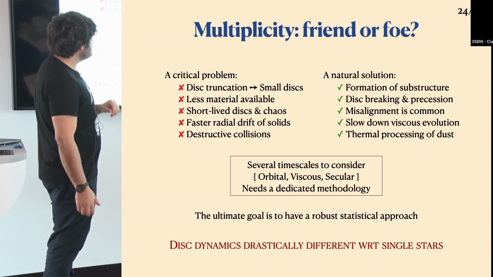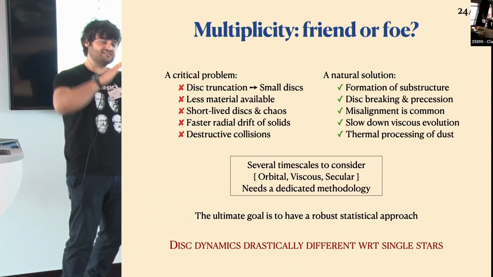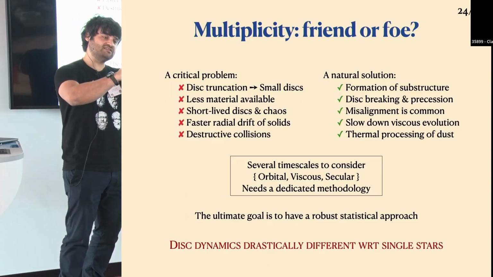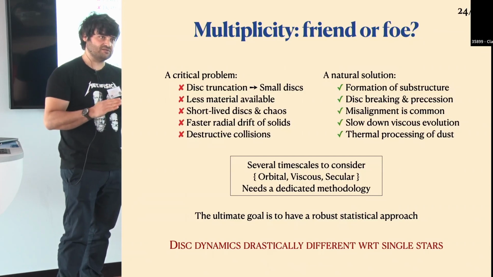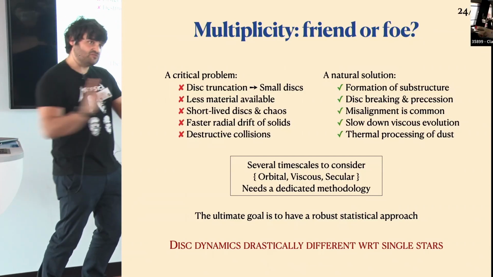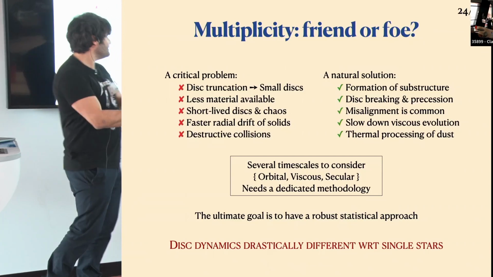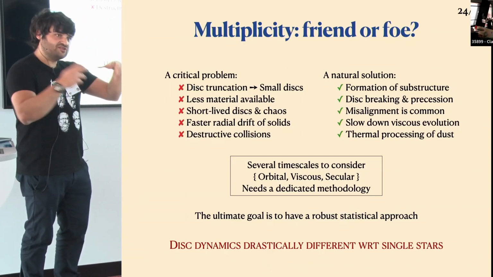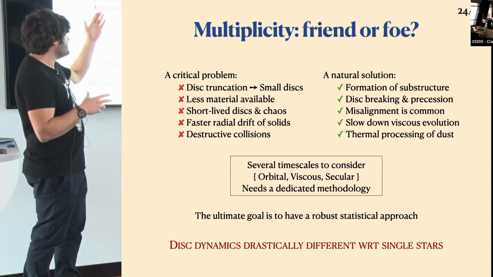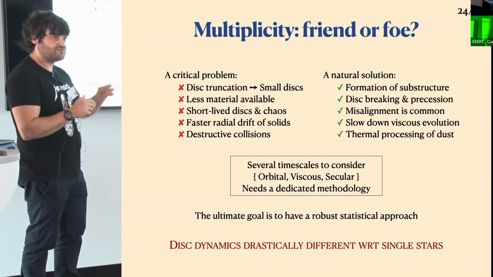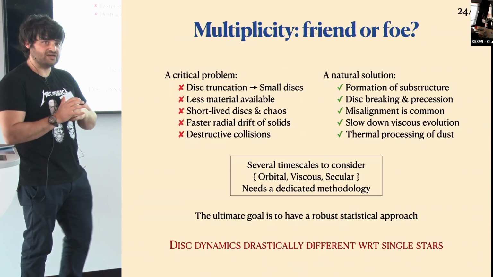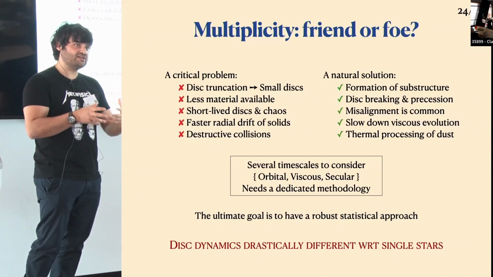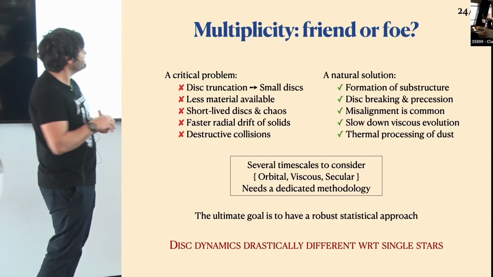There is also a faster radial drift of solids because you have a steeper disk surface density profile. That makes solids move very fast towards the inner regions. And also you are exciting the motion of particles, giving them eccentric orbits, and that leads to destructive collisions. This is an unsolved issue, I think, to understand if particles can grow in circumbinary disks or circumstellar disks in binaries or not.